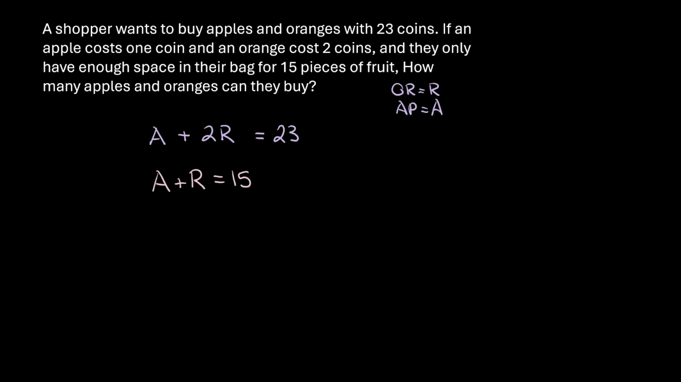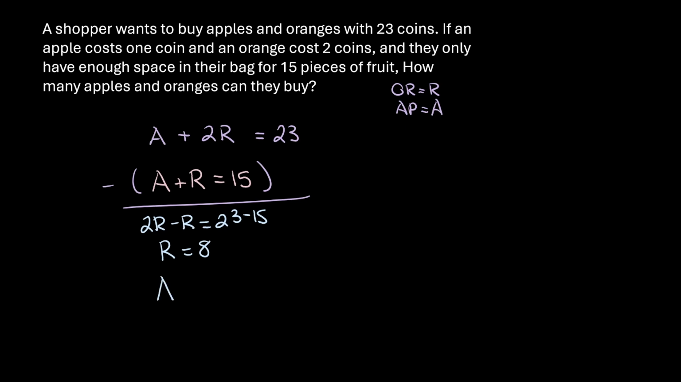And now let's just subtract the second equation from the first one to get rid of the A term. And if we subtract the second equation from the first one, we're going to get 0A, and we're going to get 2R minus R. I'm still going to write everything in for now. We're going to get 23 minus 15 on the right side. And so we're going to get R is equal to 8. So we're going to be able to buy 8 oranges. And now let's just plug this back into the second line, where the amount of apples plus oranges has to be 15. So we know the number of apples has to be equal to 7. From line 2, very easily.